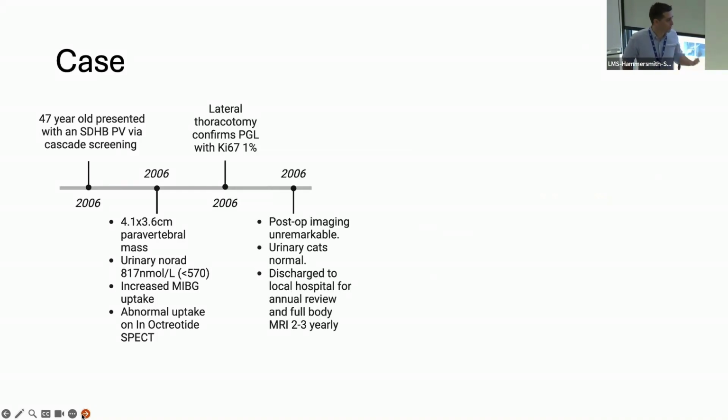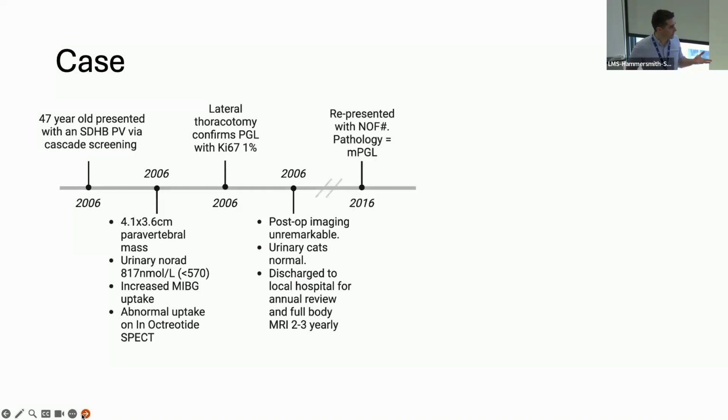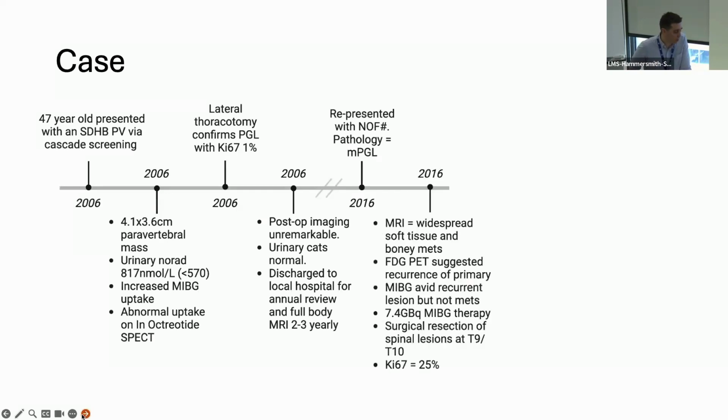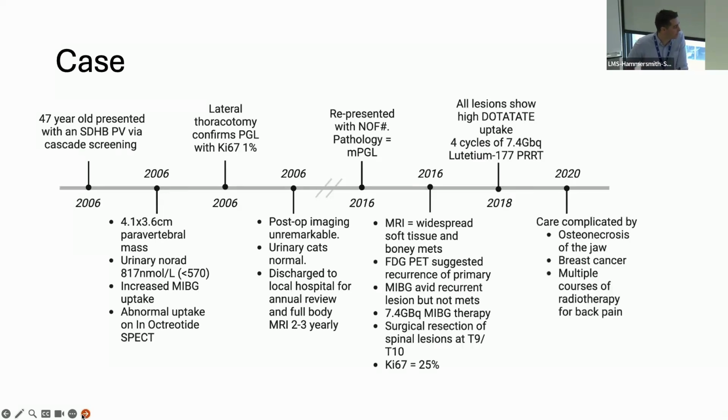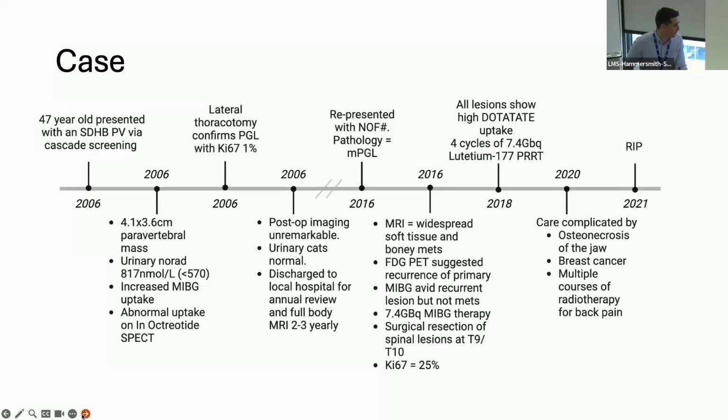Postoperative imaging was fine. Urinary catecholamines normalized, and she was discharged to a local hospital where she was plugged in to a screening protocol that all these patients get now, a full body MRI every 2 to 3 years and clinical review every year. 10 years later, she presented with a fractured neck of femur. This was found to be a pathological fracture from a metastatic deposit of a PGL. She had a scan that showed recurrence of disease, widespread metastatic disease, and she eventually underwent a spinal surgery for impending spinal cord compression because of a bony met in her spine. And this showed dedifferentiated disease with a Ki-67 index of 25%. She had lutetium and she had a number of complications and she died in 2021.